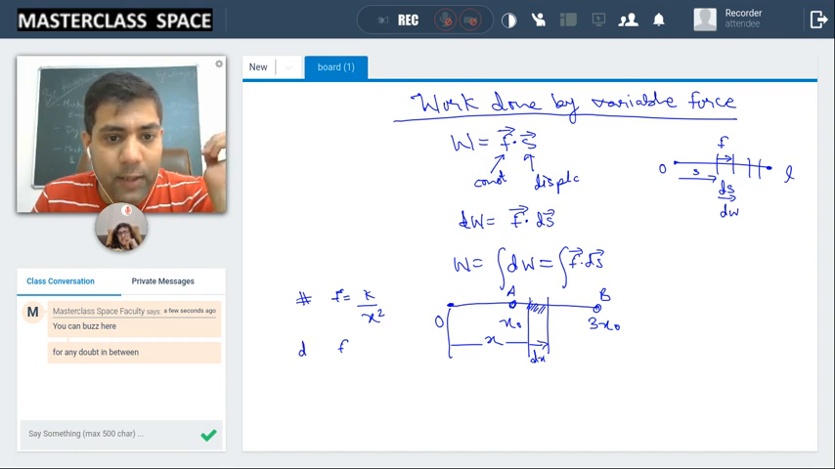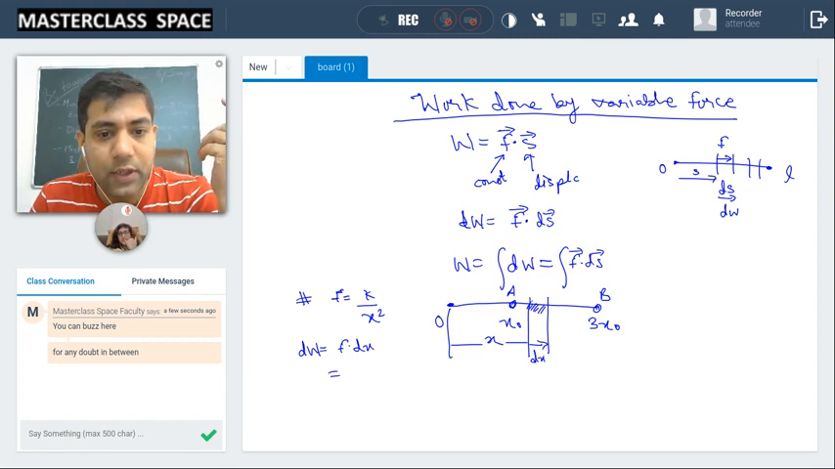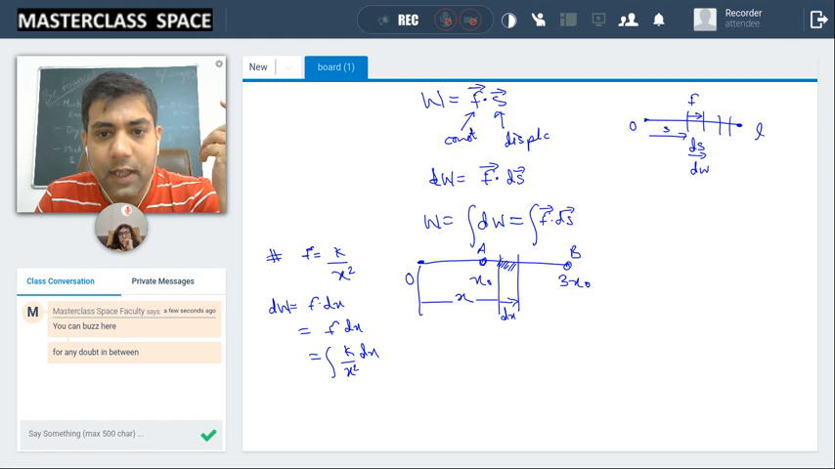So in order to calculate the complete work done, I'm going to write dW equal to F dot dx, and it is going in the same direction, so theta is 0. So F dx cos 0, that's going to be F dx only. I'm going to put the value of F as k upon x square, and integrate from x naught to 3x naught, and this is going to be the complete work done. Got it, Risha?